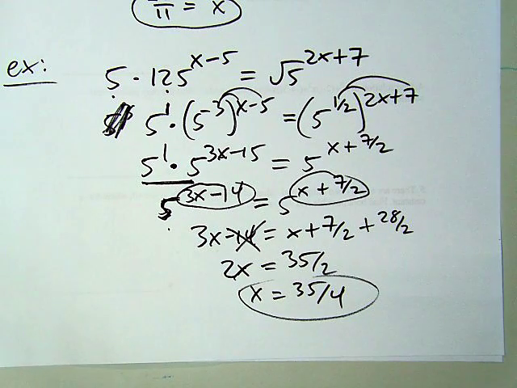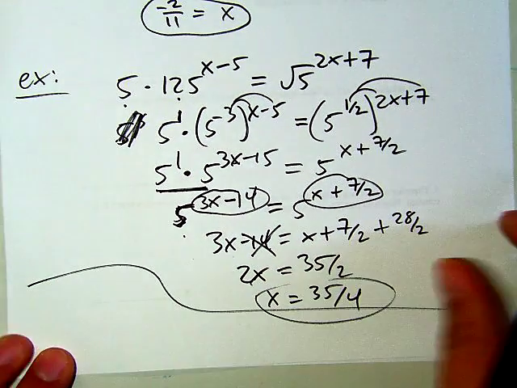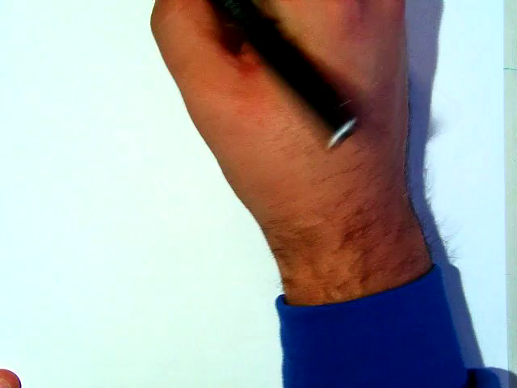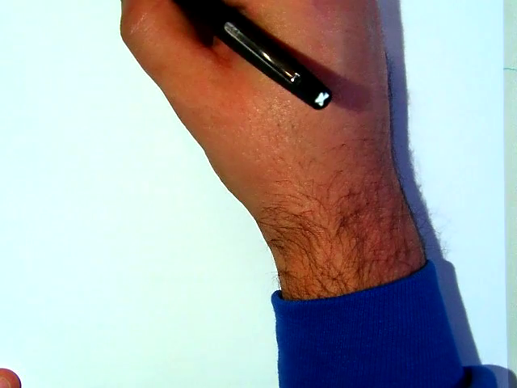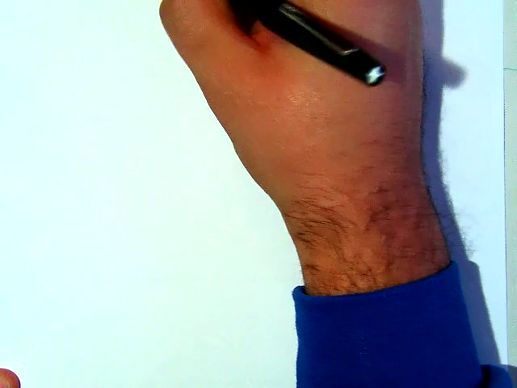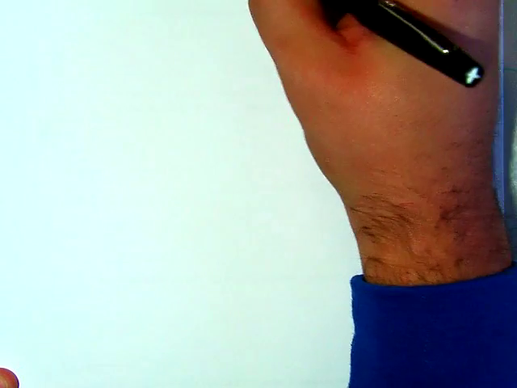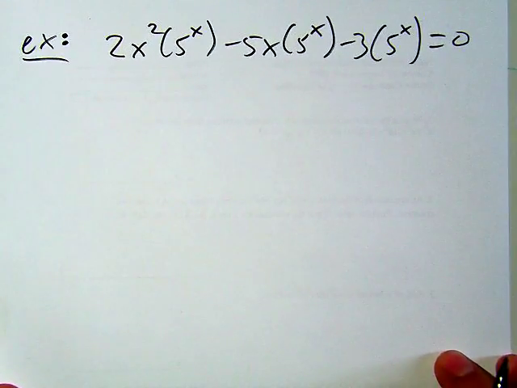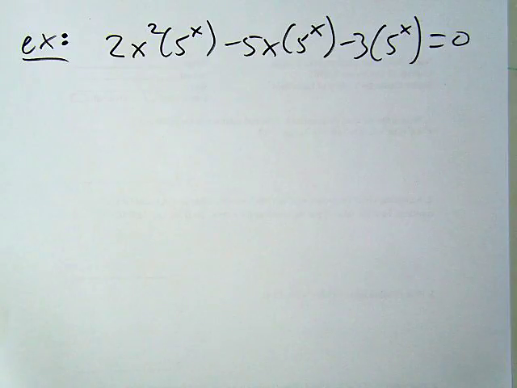Okay? Last example, and then we're done for this section. And that is something like this. Let's say I have 2x squared times 5 to the x minus 5x times 5 to the x minus 3 times 5 to the x equals 0. Sorry about that. There it is. This might look challenging, but really it's not.